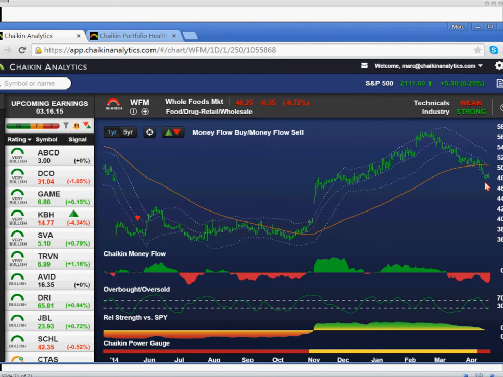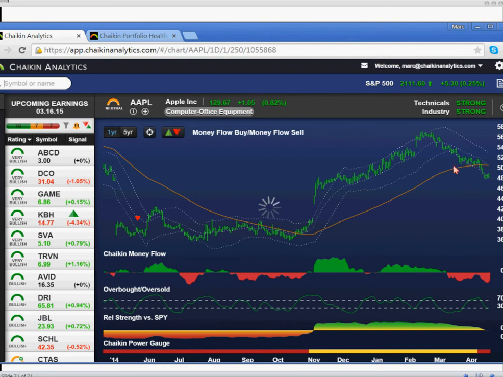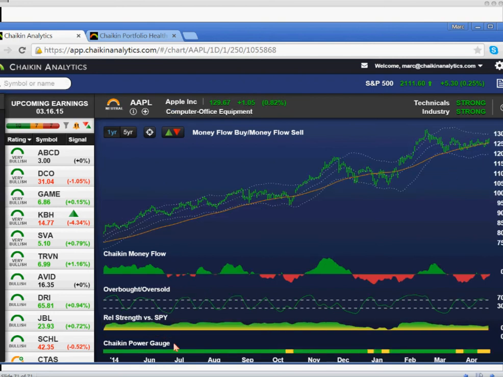But look what's happened to Whole Foods. A lot worse than Kroger, because it peaked back here, Kroger peaked over here, and it's trading down toward where it broke out. So there's something wrong with the supermarket chains, and Kroger is an example of that. Now, Apple is part of the reason that the tech group is looking toppy.